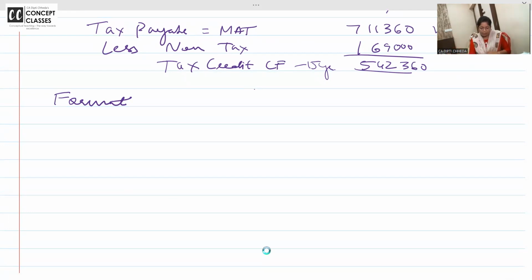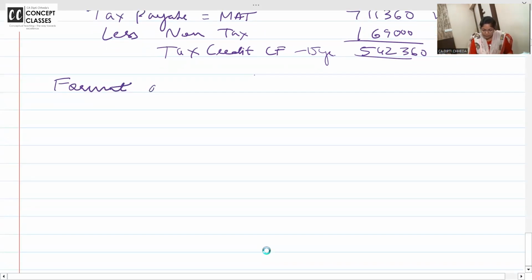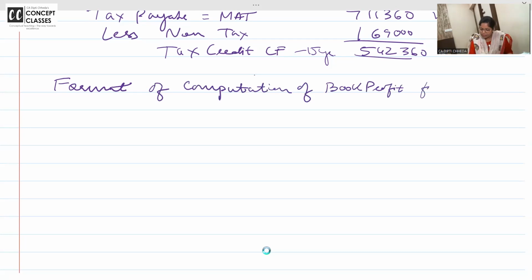और जो जो adjustment problem में है वो भी लिखते जाएंगे. Format of computation of the book profit for MAT, for charging MAT, and this is given in explanation. Generally, I don't stress so much on sections, dear students, but this is very important. So explanation 1 to section 115JB.